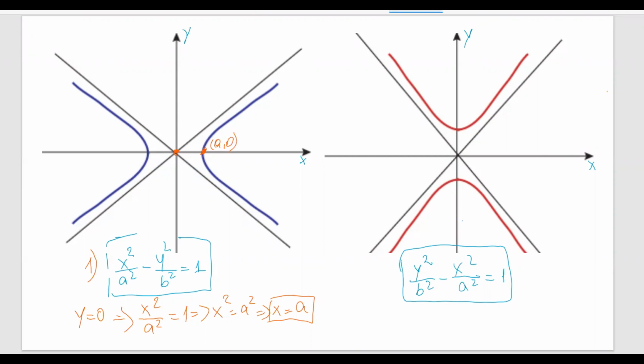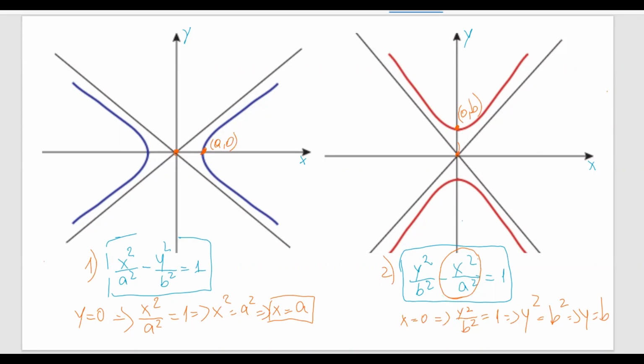Same thing, case number 2. If we set x equals 0, we're going to get y squared over b squared. This term becomes 0 because x is 0, equals 1. And then we get y squared equals b squared, or y equals b. So when x equals 0, y equals b. So this point has the coordinates (0, b).